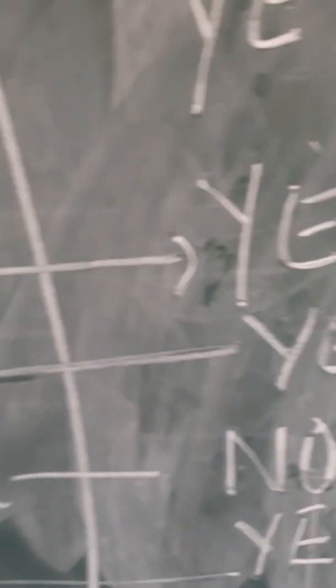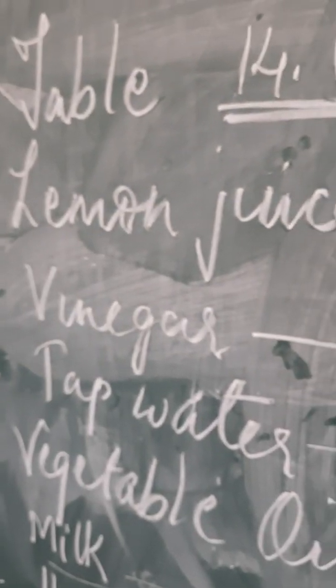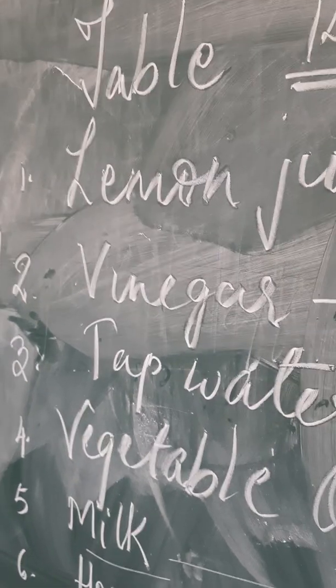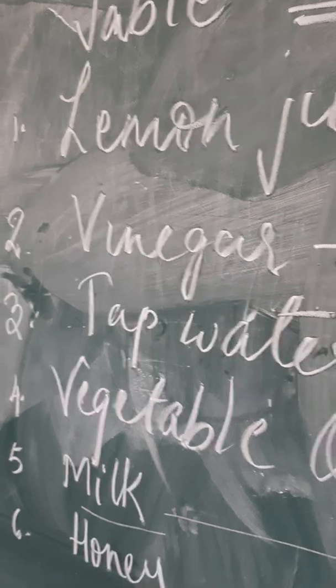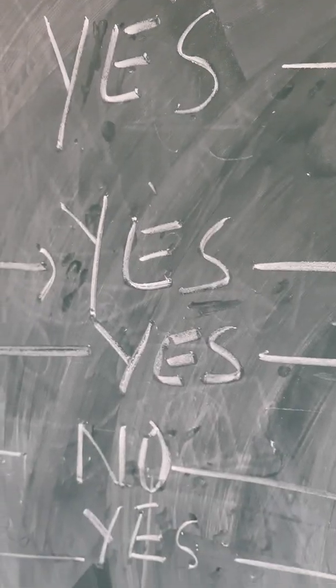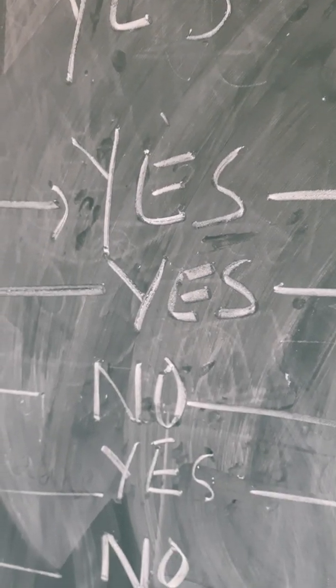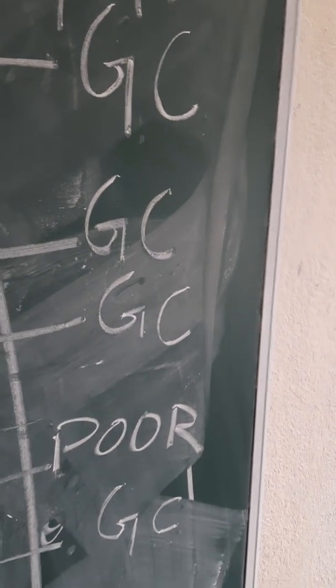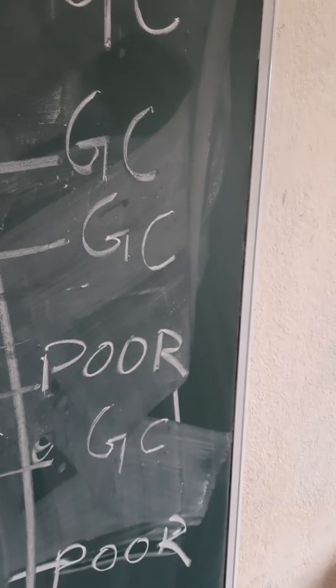So have a look, children, at table 14.1 with different liquids: lemon juice, vinegar, tap water, vegetable oil, milk and honey. And here is the table for the deflection: yes, yes, yes, no, yes, no. And then good conductor, good conductor, good conductor, poor, good, and then poor.